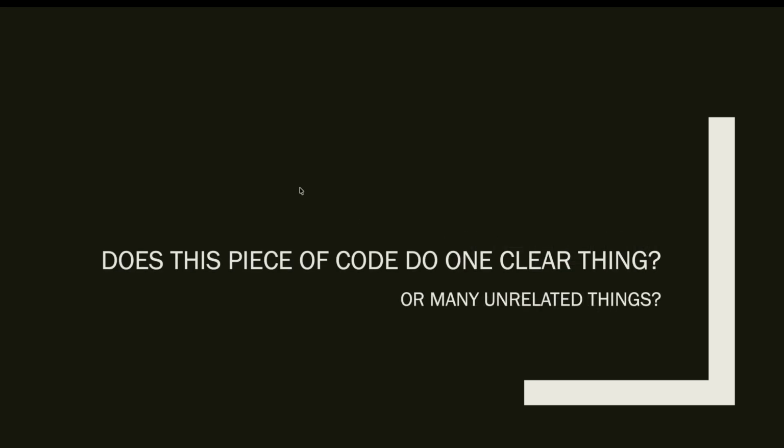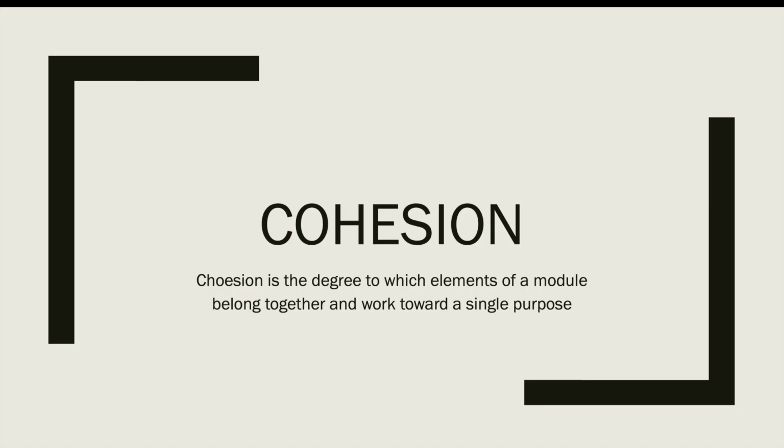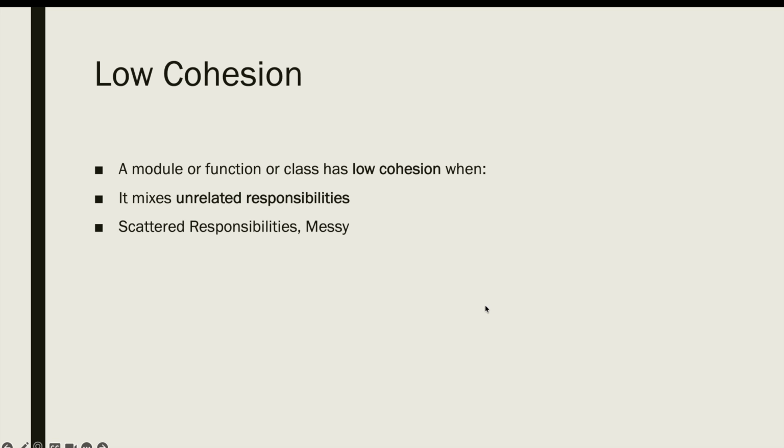So now let's start. To understand cohesion easily, first you can think of these two questions. Does this piece of code do one clear thing or many unrelated things? If you think of it like this, then cohesion is the answer to these two questions. So first let's go through its definition. Cohesion is the degree to which elements of a module belong together and work toward a single purpose.